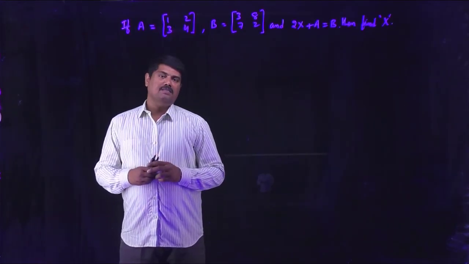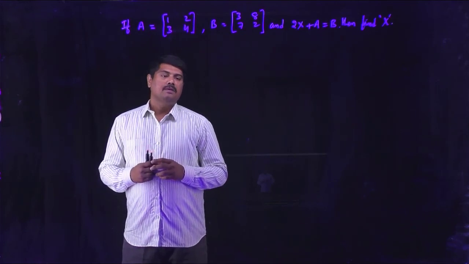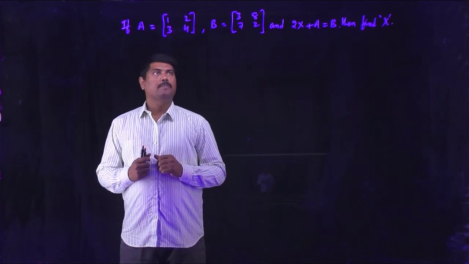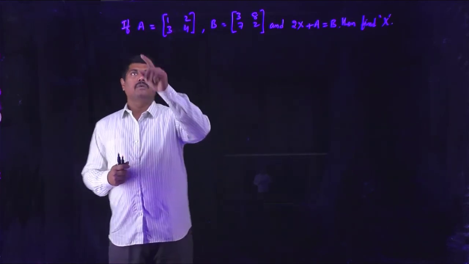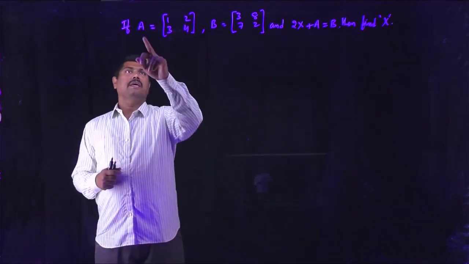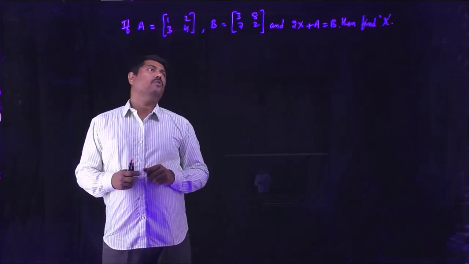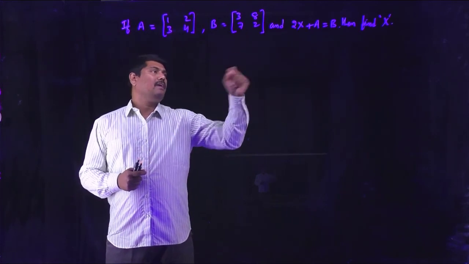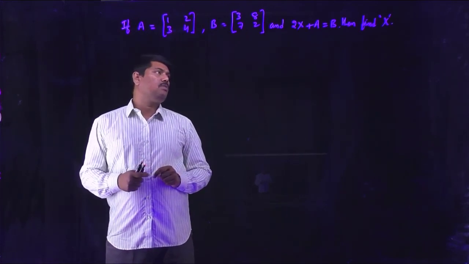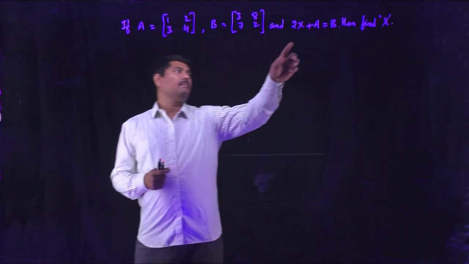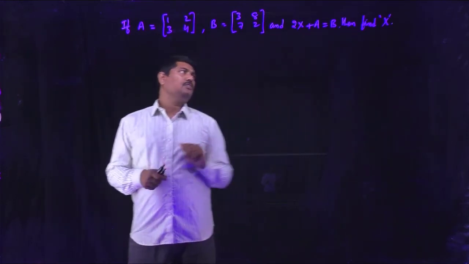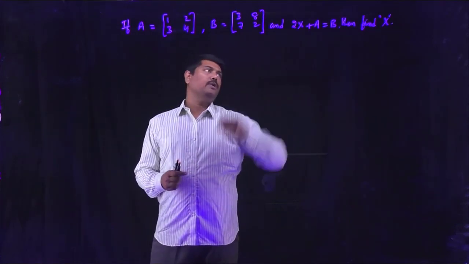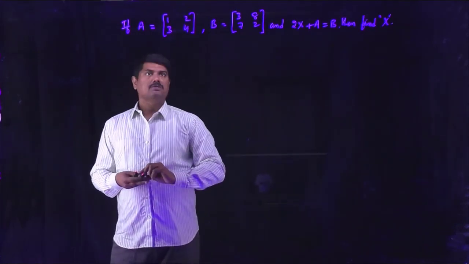After learning the concept of addition of matrices and equality of matrices, let us do one problem related to the concept. A is given as the matrix 1 2 3 4. B is given as 3 8 7 2. And they give the condition 2X plus A is equal to B. Here X is another matrix, and they are asking to find the matrix X which satisfies 2X plus A is equal to B. So let us start the answer.